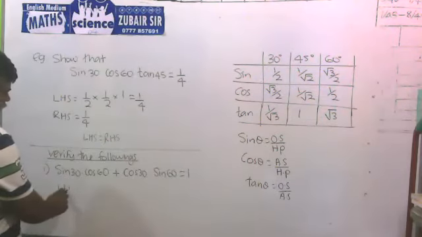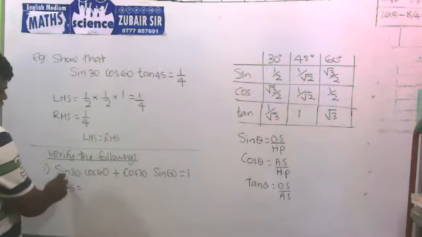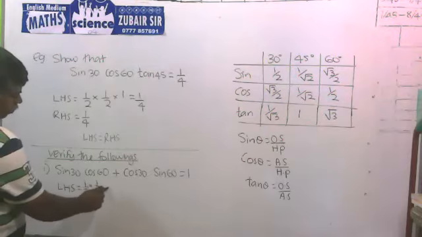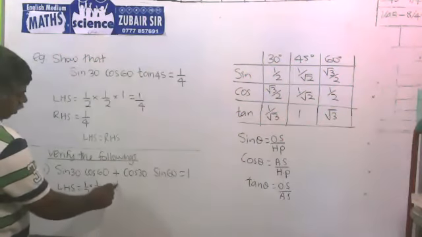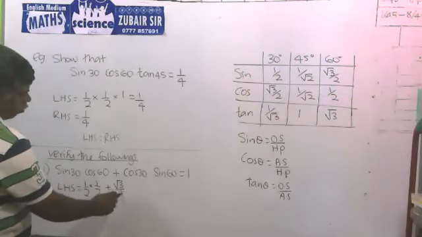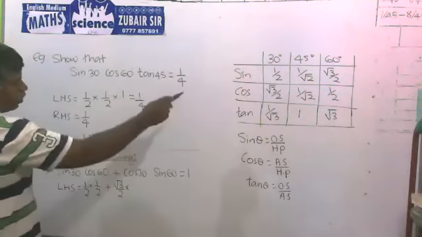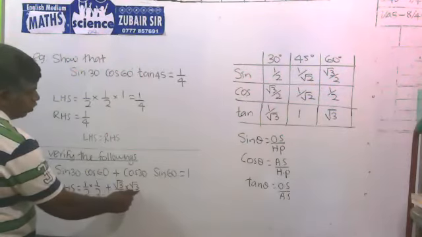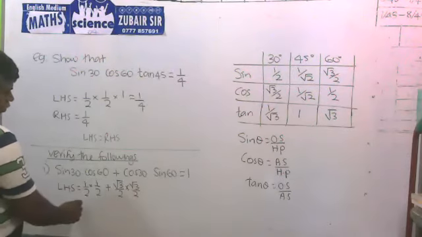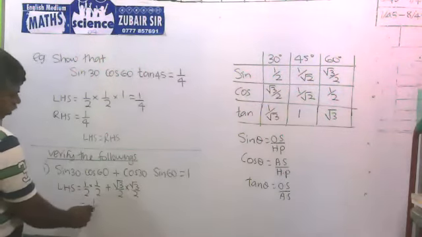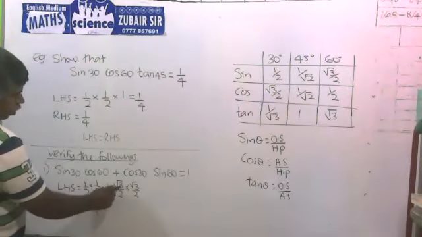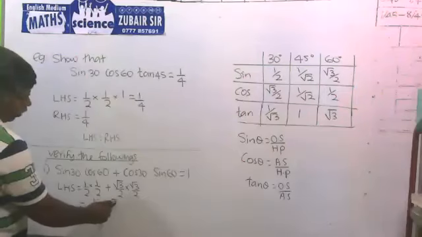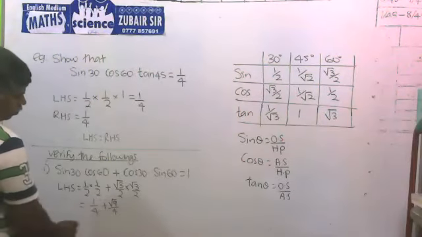When you take the left hand side, sine 30 is half, cos 60 is half, plus cos 30 is root 3 over 2. See in the chart, sine 60, that is also root 3 over 2. Then here 1 into 1 over 4. Here root 3 into root 3, root 9 over 4.